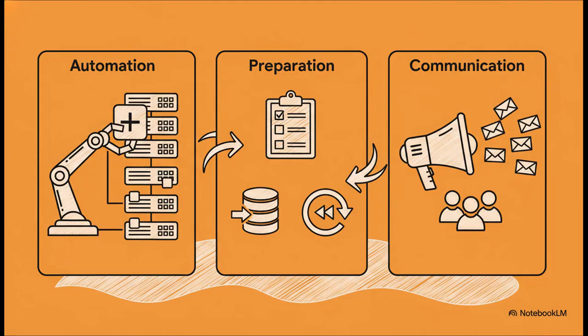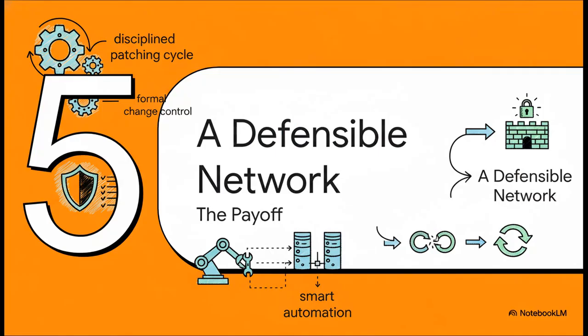So the key to making this whole thing work is really a combination of three things. First, automation. You've got to use centralized tools to deploy patches efficiently. Second, preparation, which we've talked about. Backups and rollback plans are a huge part of this. And third, communication. You have to let people know what's happening. A simple email notifying staff about a planned maintenance window can prevent dozens of help desk tickets and, more importantly, it builds trust.